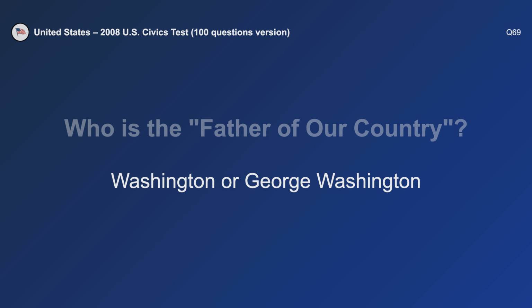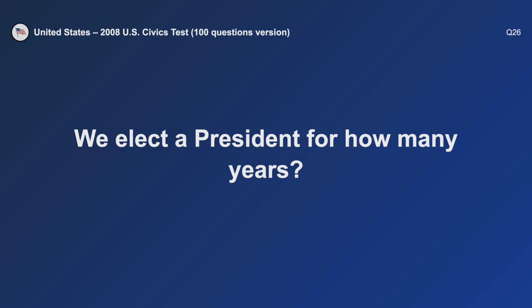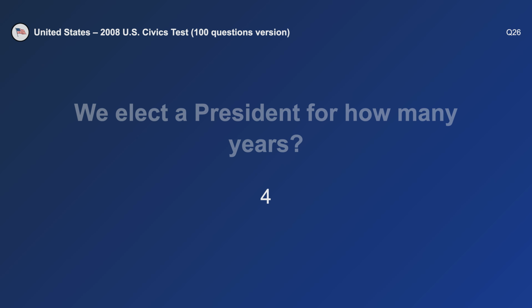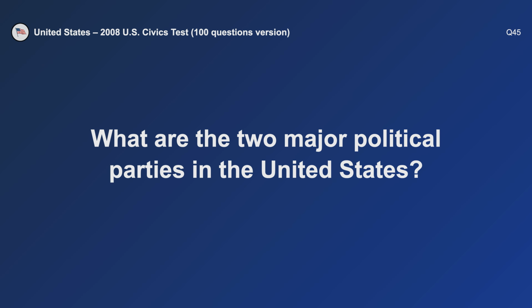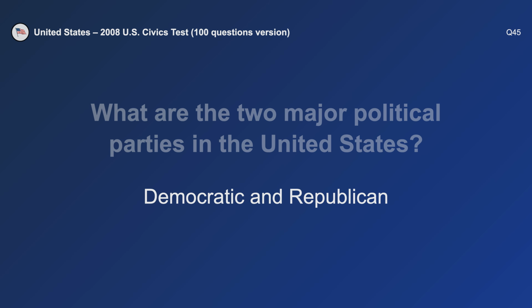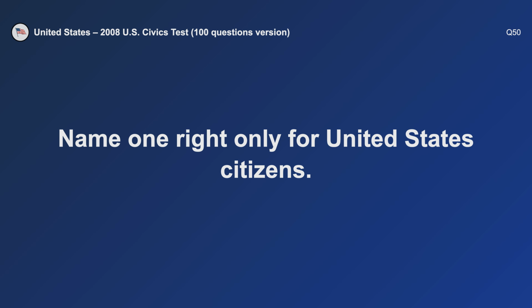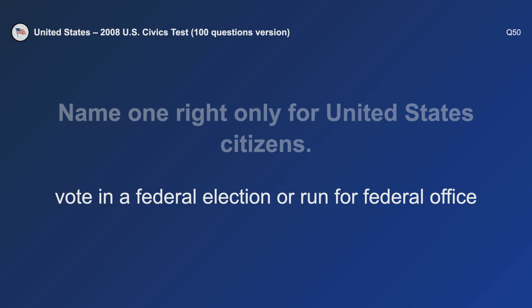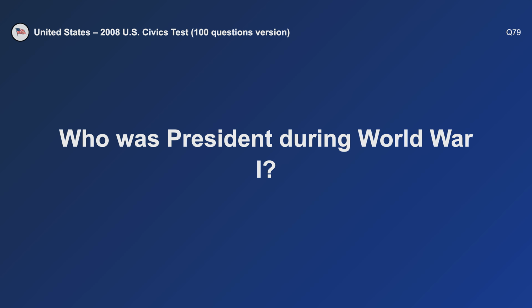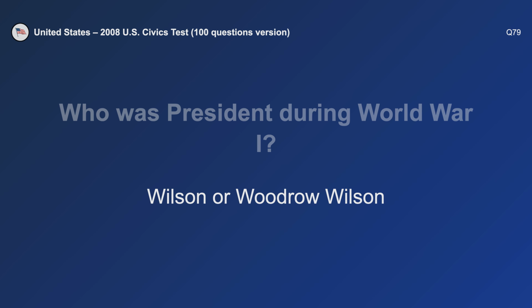George Washington. We elect a president for how many years? 4. What are the two major political parties in the United States? Democratic and Republican. Name one right only for United States citizens. Vote in a federal election. Who was president during World War I? Woodrow Wilson.